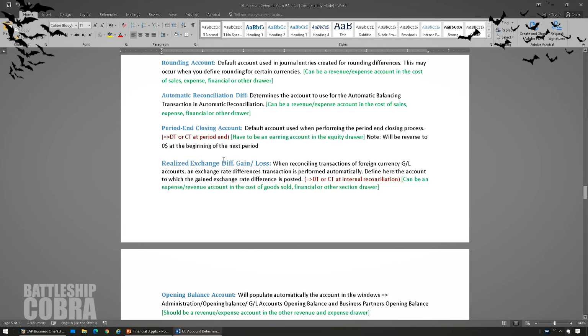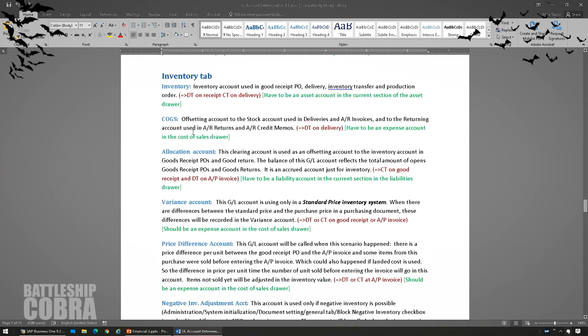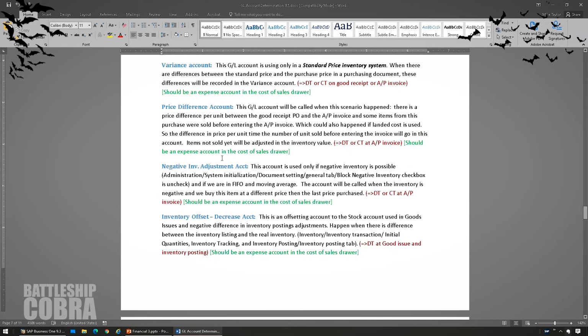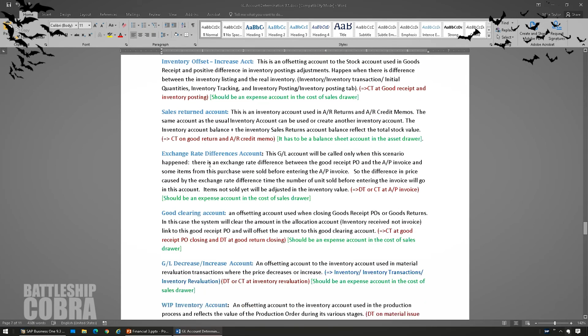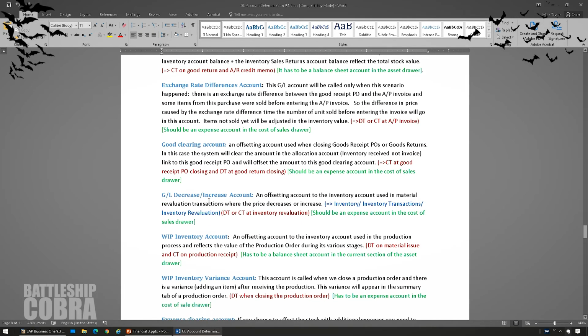Let's go down to inventory. So we're going to have inventory. Inventory account used in goods received PO, delivery, inventory transfer, and production orders. Has to be an asset in the current section of the asset drawer, etc. So this is really good. It's a guide. It'll give you a whole bunch of information, and it's really worth checking out.